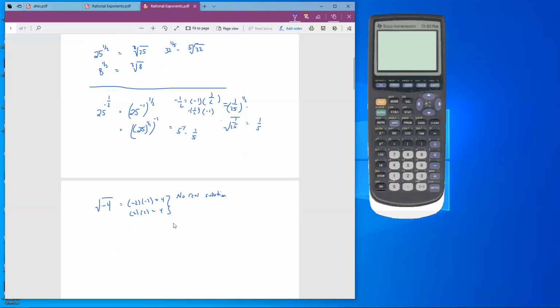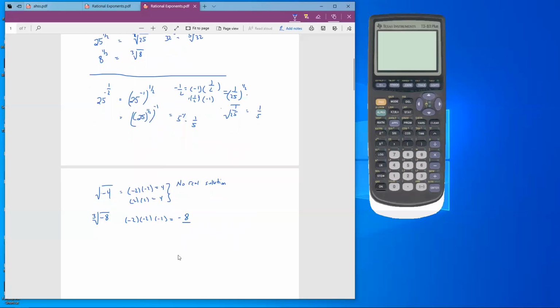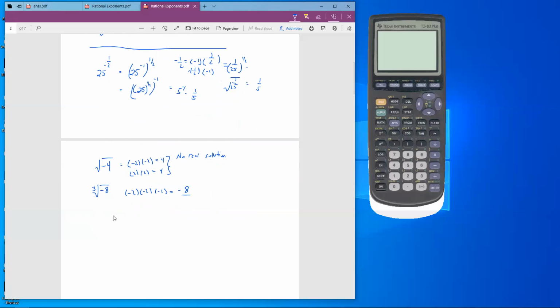Conversely, though, for cube roots, what if I wanted to get the cube root of -8? Well, what this is saying is, can you think of a number that, when you multiply it by itself 3 times, gives you -8? With cube roots, with all odd roots actually, sure, that's possible, because -2 times -2 is +4, times another -2 is -8.